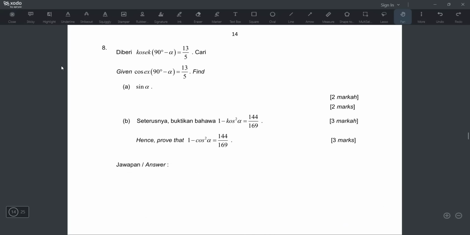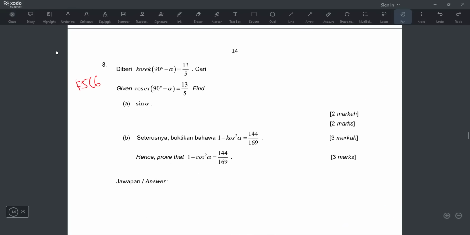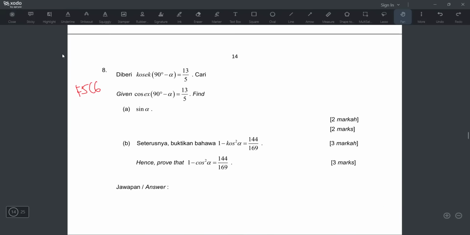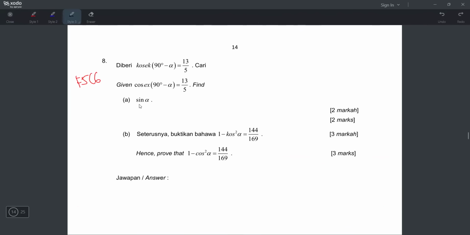All right, number 8. This one, I see cos, I see sine, I see cos square. Confirm it is from Form 5 chapter 6, the trigonometry chapter. I will do my A question up here. First of all, I just want to mention this question. They want you to find sine alpha. It means they want to find an angle, right?